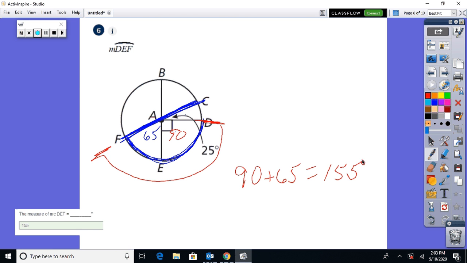And you could also find 65 there using this diameter and their vertical angles, so they better be the same, and of course they are.